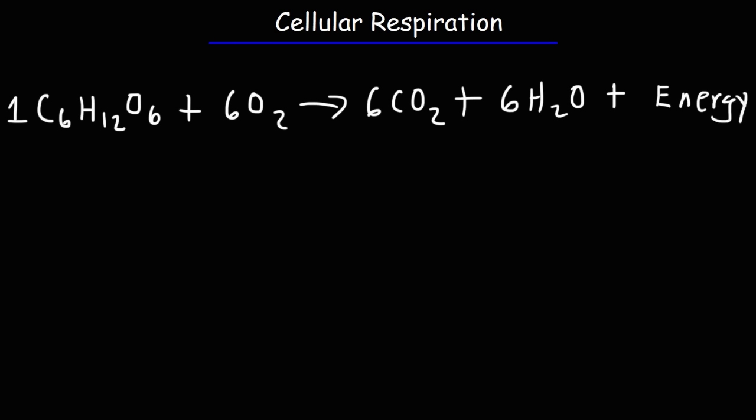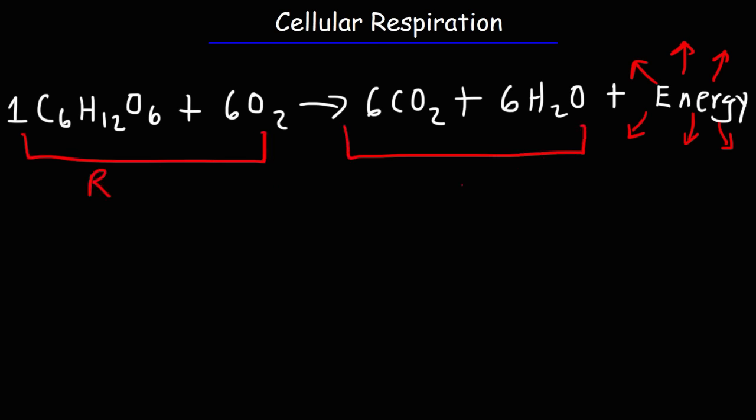So it's exergonic. And it releases a lot of energy. So that's the reaction for cellular respiration. On the left side, we have the reactants. And on the right side, we have the products of the chemical reaction.